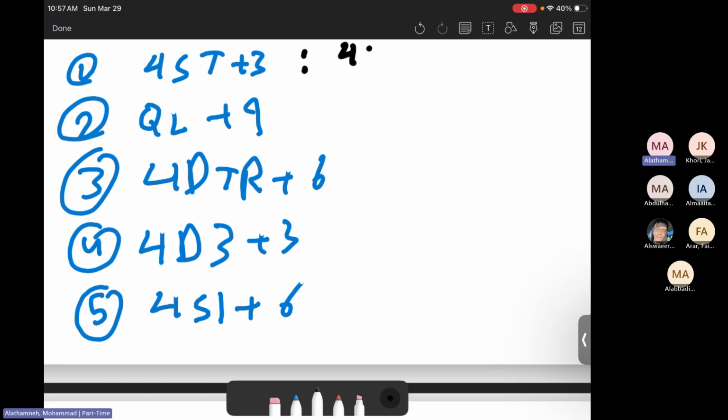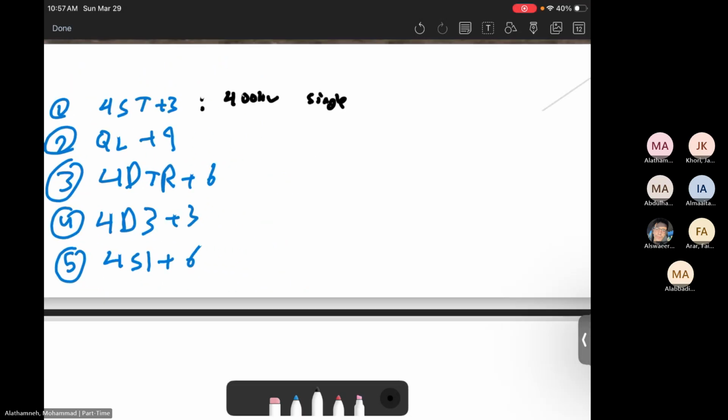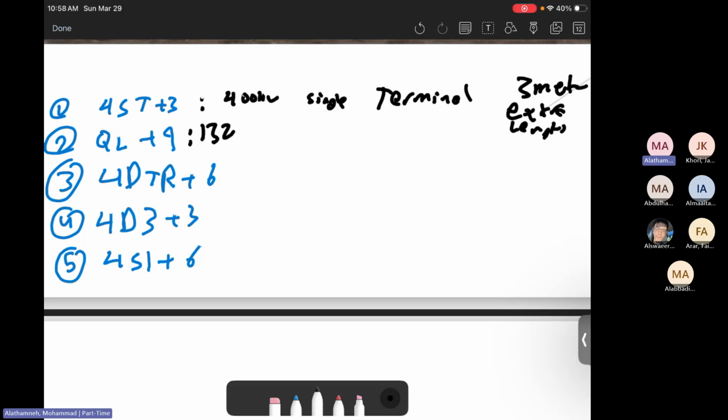This means whenever there is 400 kilovolts, single circuit, terminal tower, and 3 meters extra length. How about number two? This is 132 kilovolts, quadruple, and it is suspension, 9 meters extra length.